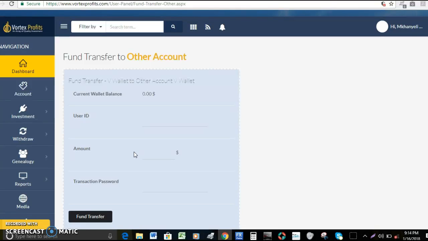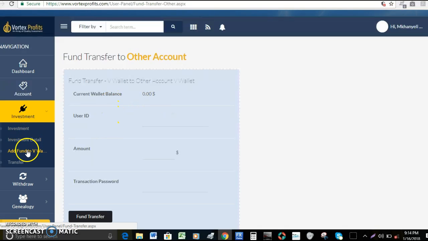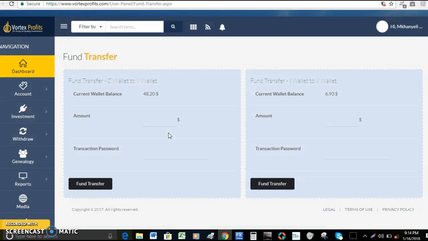Now when you say transfer, it will show us the money that we have. Now it's saying from V wallet to V wallet. We don't want that. We want to transfer from, so let's say add funds to V wallet. Right. So we've got $48 in the C wallet. I want to add all of it. $48.20 is going to V wallet.